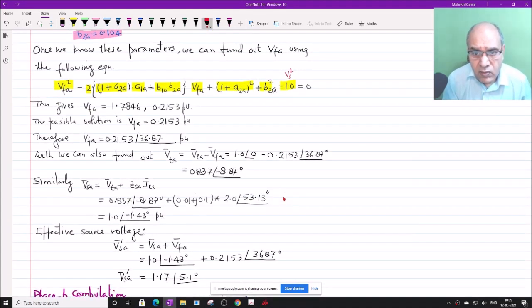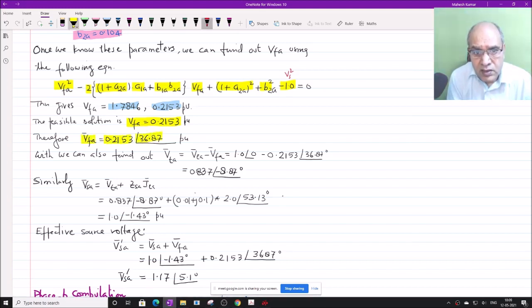Okay, now if we solve this, then we will find there are two solutions. One is 1.78, another is 0.215. So the least value is the feasible solution, and therefore we will consider 0.2153 as the solution for the DVR. And therefore the DVR voltage is given as 0.21 angle of 36.87.